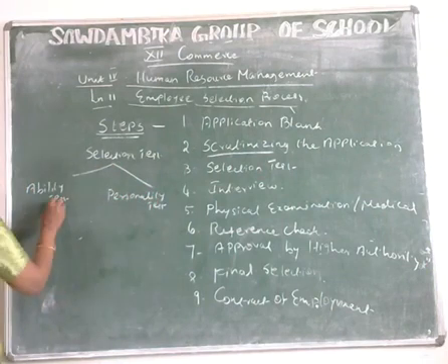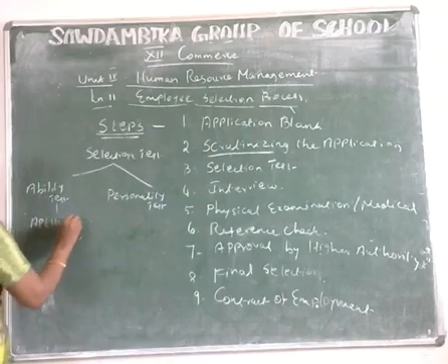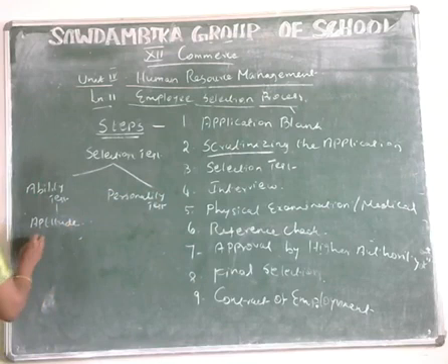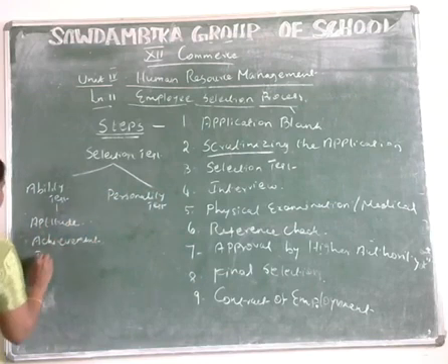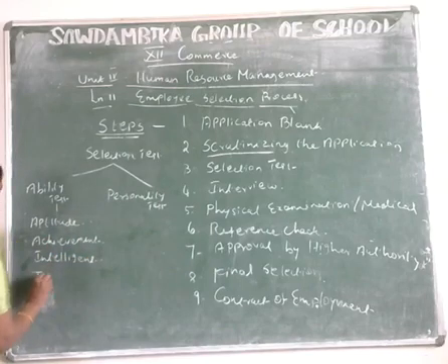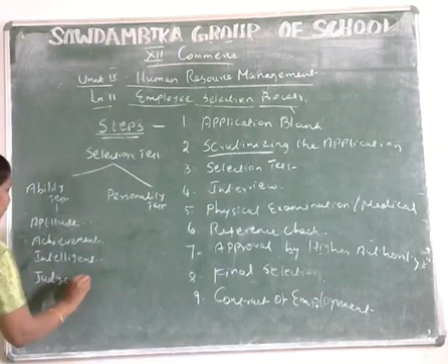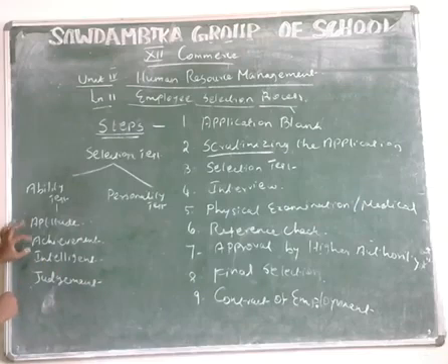The ability tests are: number one, the aptitude test, and then the achievement test, the intelligence test, and the judgment test. What are the types of ability test? Aptitude test, achievement test, intelligence test, and judgment test.